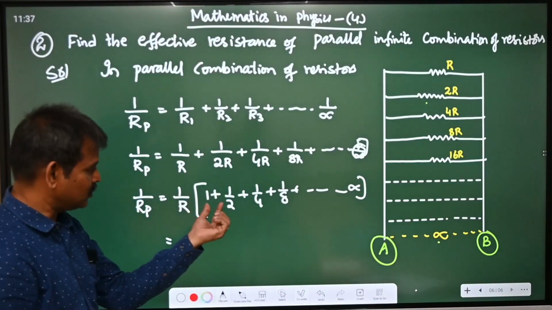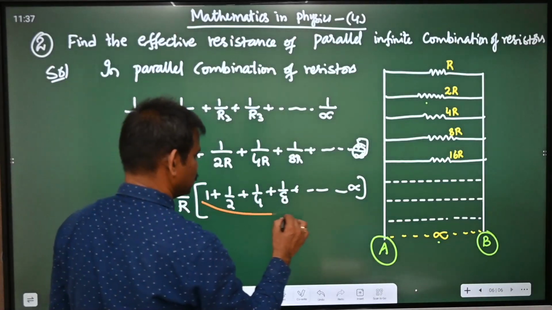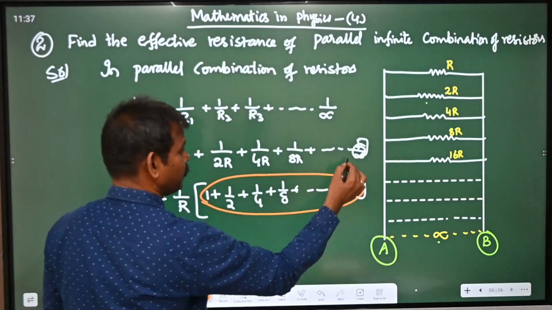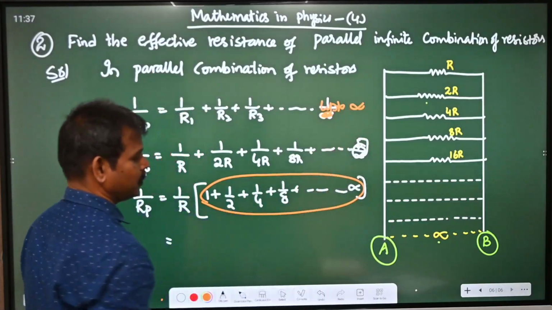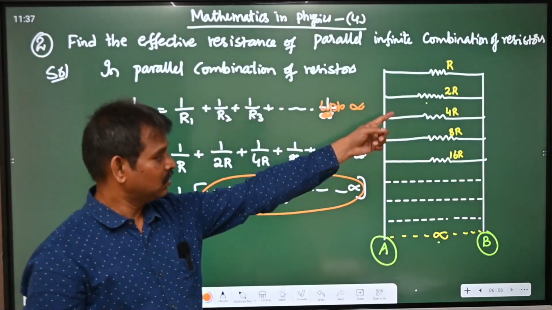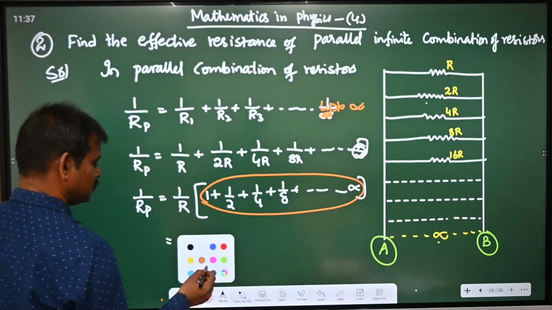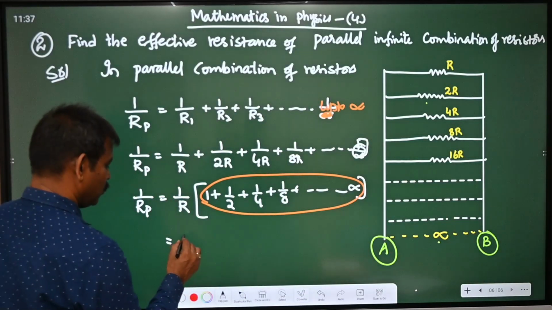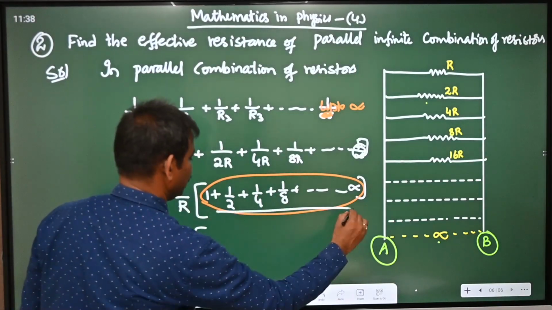If you observe this one, this is a GP only. The terms that are available here are in GP, up to infinite terms, not 1 by infinite, students, because there are infinite resistors connected between A and B, between these two. So now from this we can write 1 by R in this GP, geometric progression.